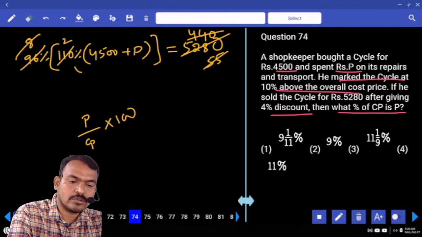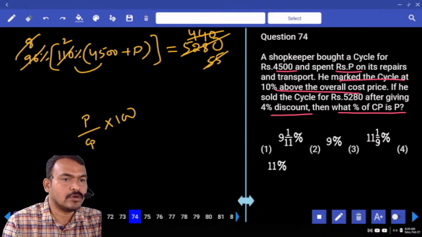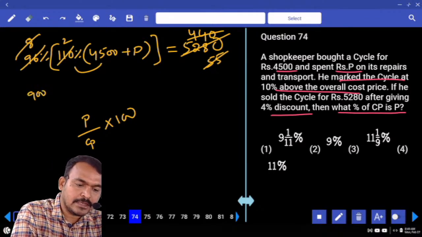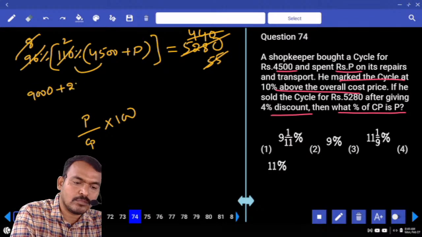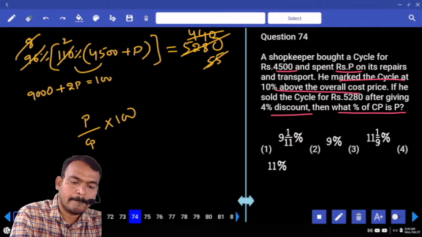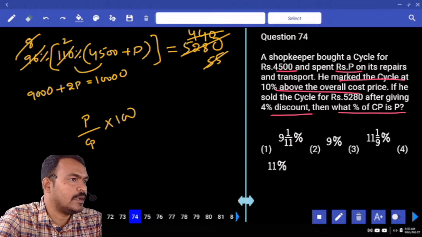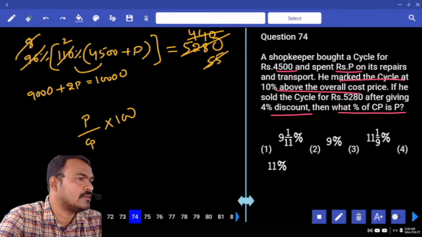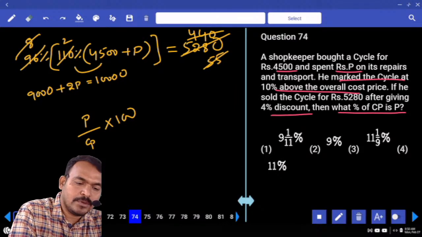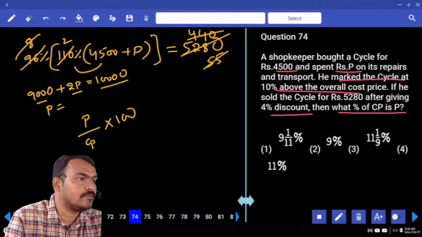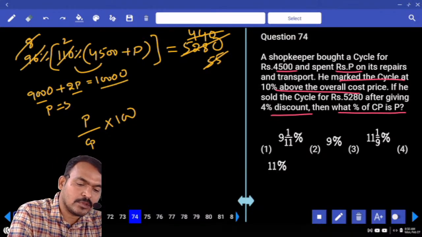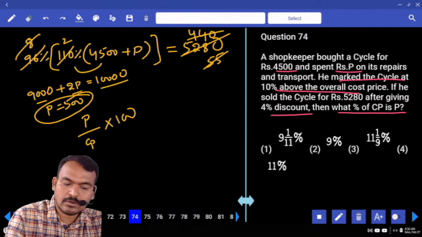2 into 4,500 is 9,000. 9,000 plus 2P is equal to how much? 10,000. With percentage 100, the right hand side becomes 10,000. Then 2P equals the difference of 9,000 and 10,000, which is 1,000. Then P equals how much value? 500. What is the question here?